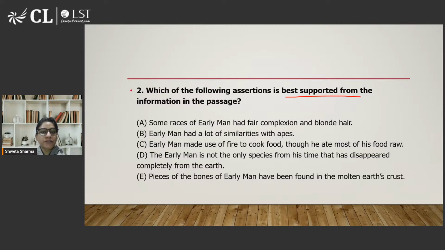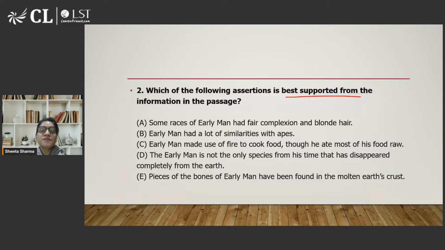Guys, so let's have a look at the question. It says, which of the following assertions is best supported from the information in the passage? Okay, so again, assertion is best supported from the information in the passage. What does the information talk about? It talks about the first experience of a human, how he or she was living, what he was eating. Forget about clothes or the language they could speak, but it was more about a very raw form of a human, right? And which of the following assertions is best supported from the information in the passage?